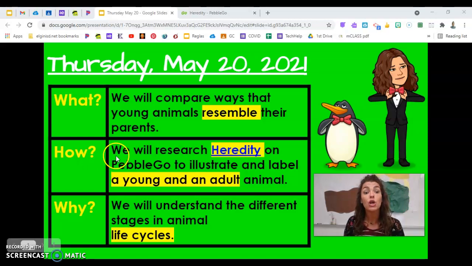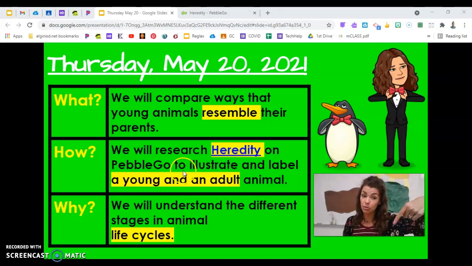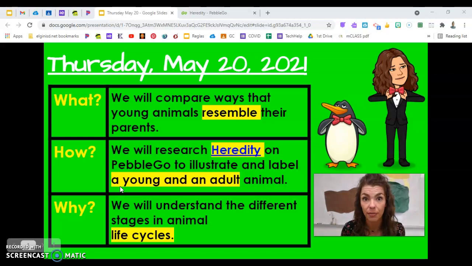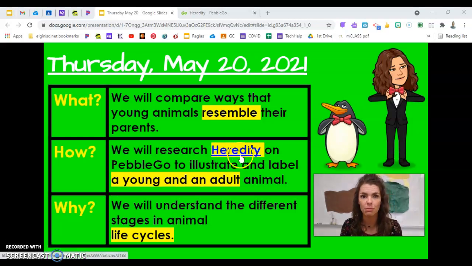How? We will research heredity on PebbleGo to illustrate and label a young and an adult animal. Say this H word with me, please. Heredity. That's a weird one. One more time. Heredity. Do you know what heredity is? Don't worry. PebbleGo has lots of facts to teach us.